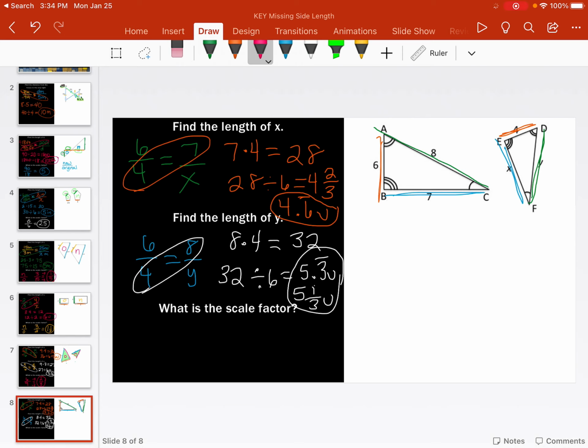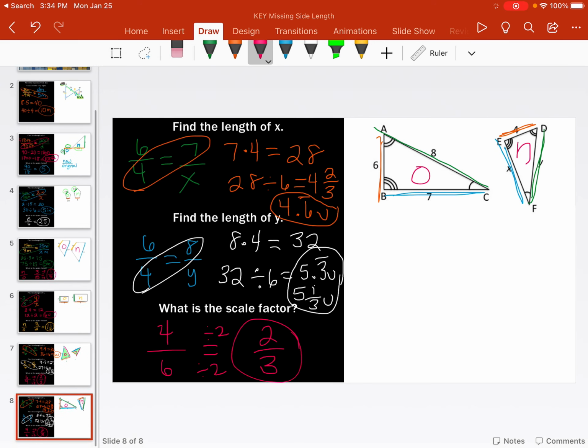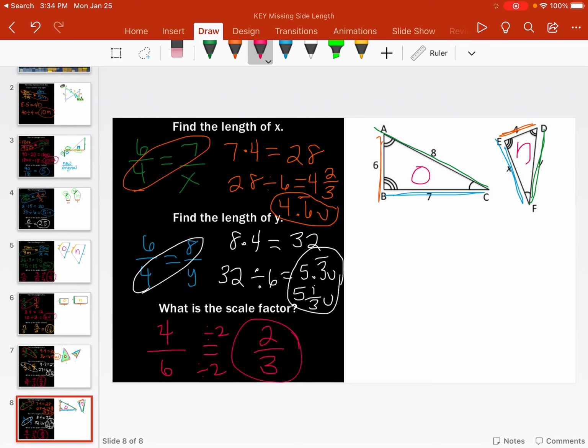And finally, for a scale factor, remember new over original. So the new is my 4 over the original was 6. Those both divide by 2, so that would give me 2/3 for my scale factor. And that's it, guys. Just remember to keep it nice and organized when you set up your proportion. You want to make sure that things on top kind of match and on bottom kind of match. And we were finding that scale factor new over original.